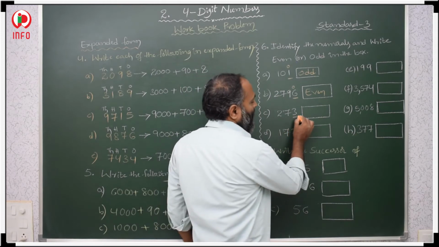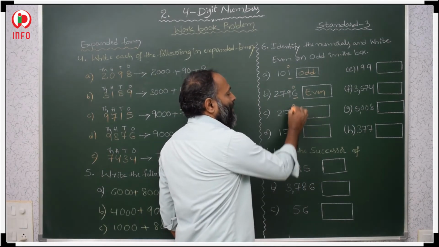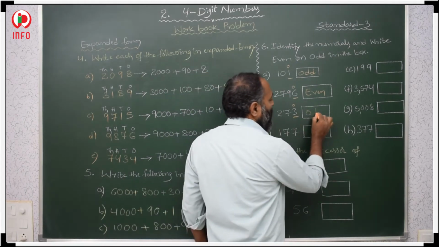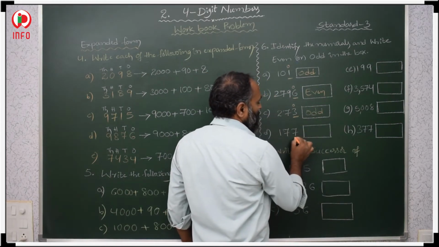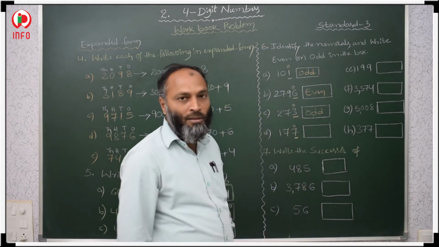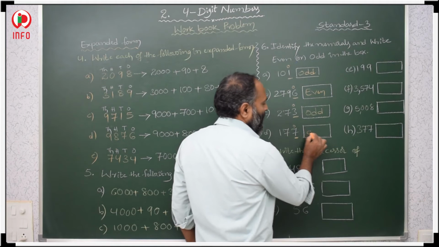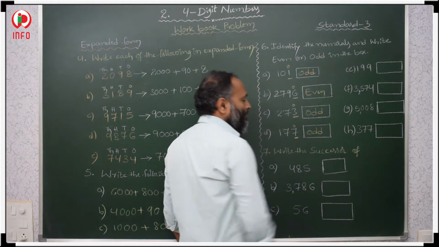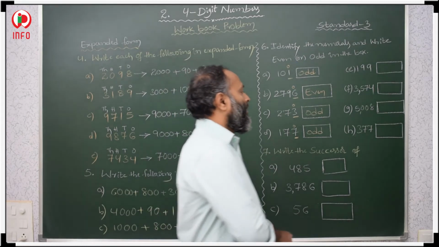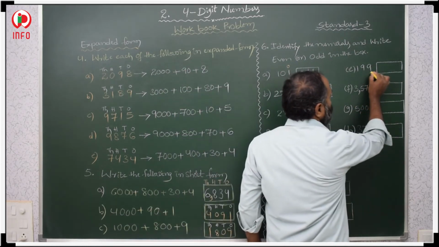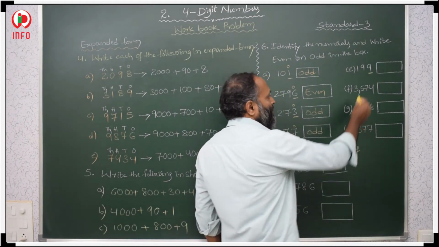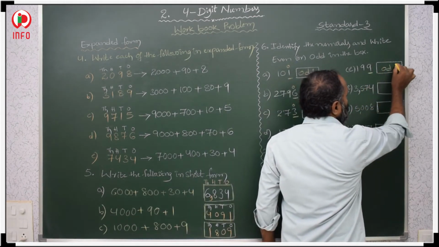Okay? Here 3. 3 is not divisible by 2, so it is an odd number. 7 is also not divisible by 2, so it is an odd number. Now here 199. This 9 is an odd number. It is not divisible by 2, so this is an odd number.